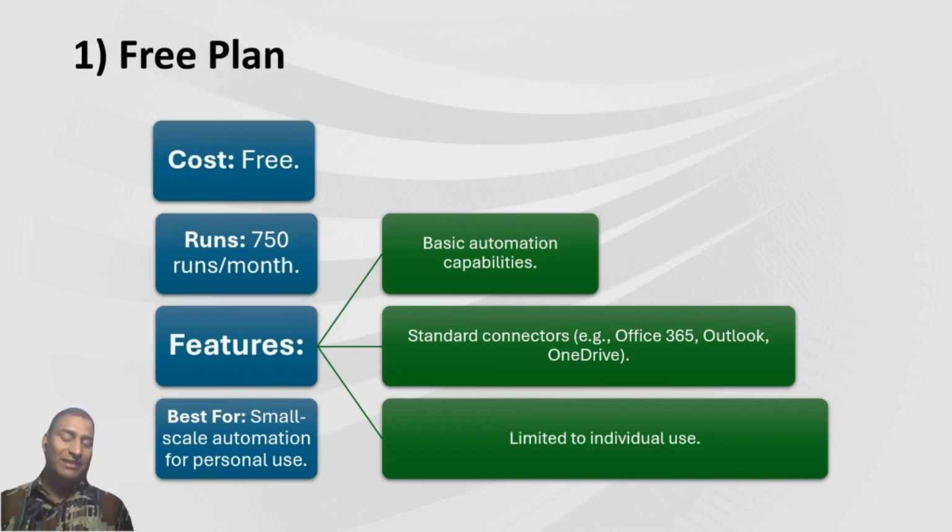Now let's discuss the features. As you know, Microsoft is providing basic automation capabilities, like Office 365, Outlook, OneDrive. These are the free connectors. Within this you can access and store things, so if you want to send an email automatically, or if someone is updating OneDrive and you want to use Power Automate, for them this free application is very useful.